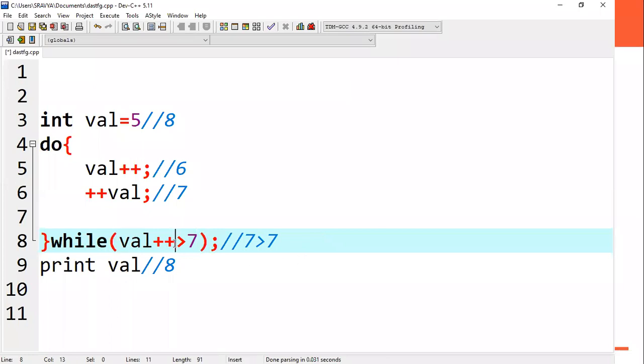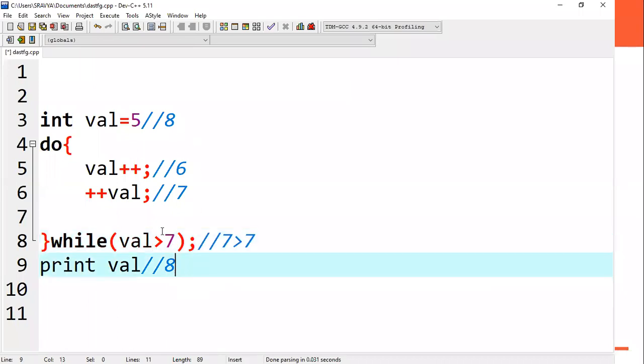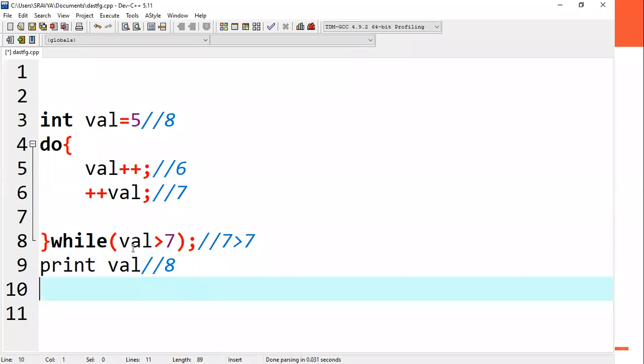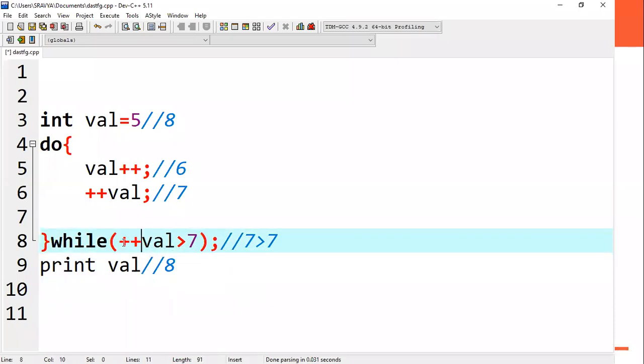If it was not incremented also, the output will be 7. That's it. Because increment will not happen, val 7 greater than 7 is false, so 7 will be the output. If it was pre-increment, then what will happen? 8 greater than 7 is true, so it will run into an infinite loop. If it was pre-increment, it will run into an infinite loop. Okay, clear?